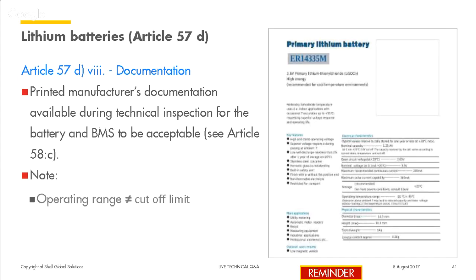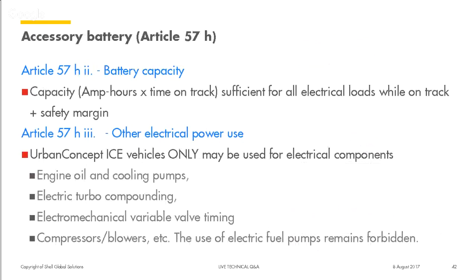Next slide. For accessory battery capacity, please calculate that for your batteries. Make sure that the amp hours times the time on the track is sufficient for all the electrical loads. So let's say you need 10 amps throughout. Make sure your battery has enough capacity for 10 amps for, let's say, half an hour.